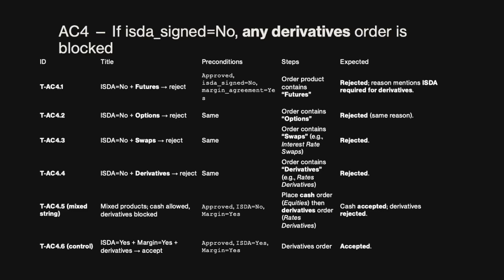This prevents trading that would breach legal agreements, and the reason codes make it auditable and easy for operations and risk to resolve. For example, get ISDA in place. Another note here is that in production we drive this from a product taxonomy, not just keyword contains, but these tests cover the functional intent and the main labels users actually trade under.